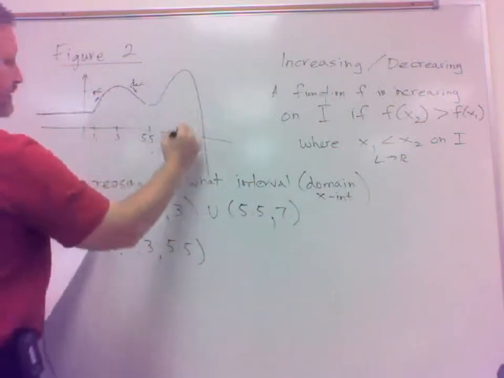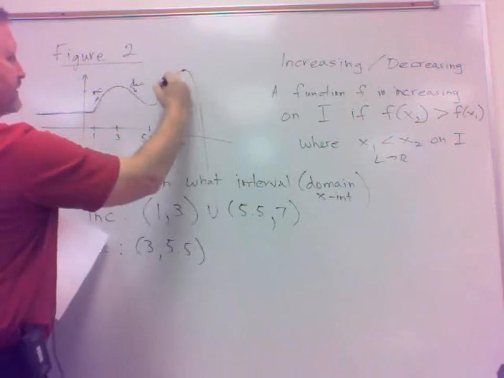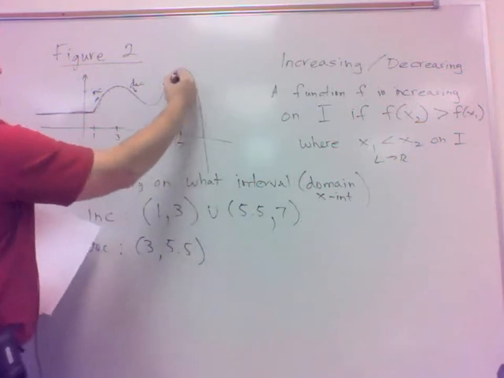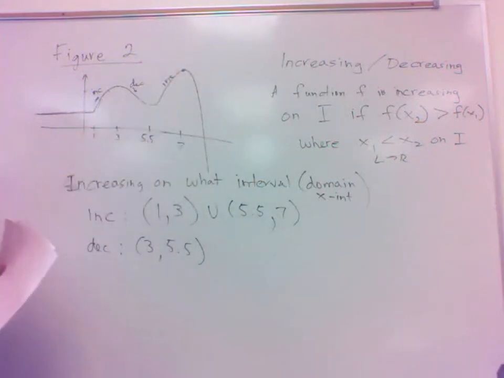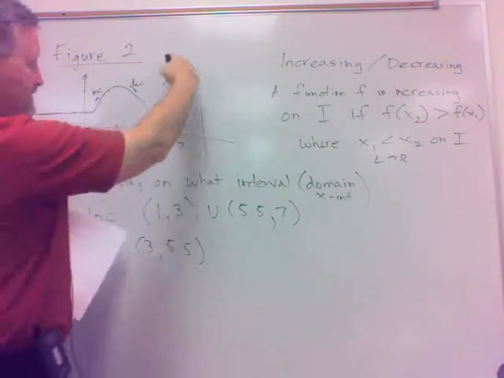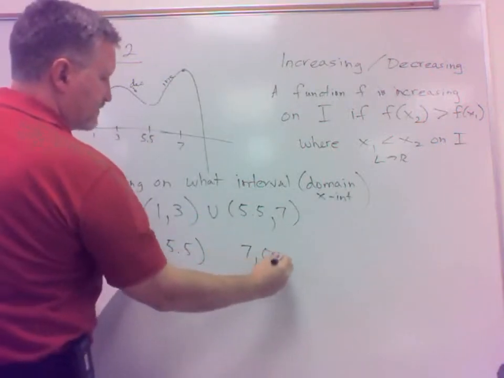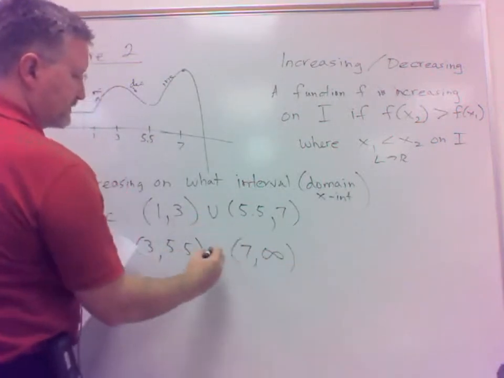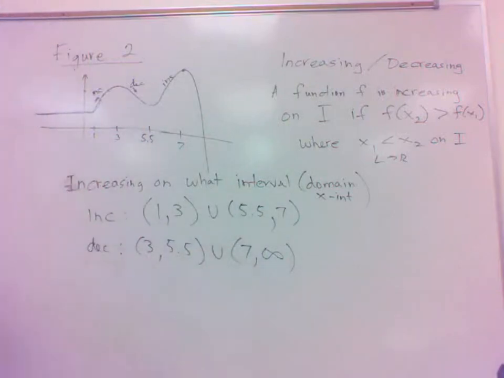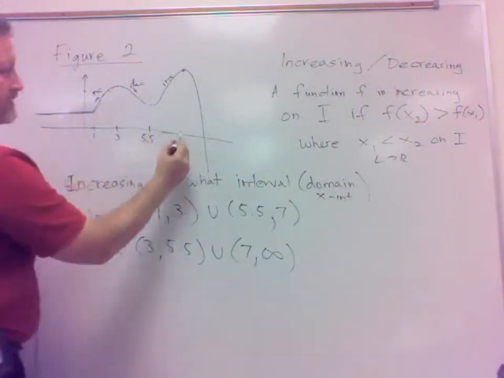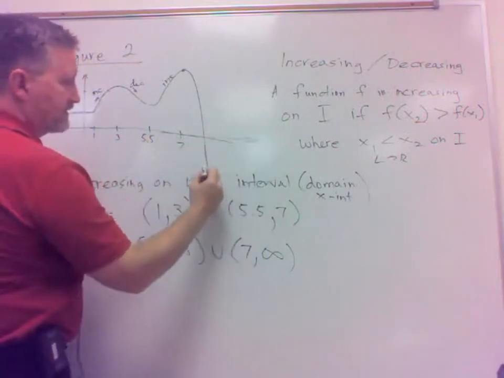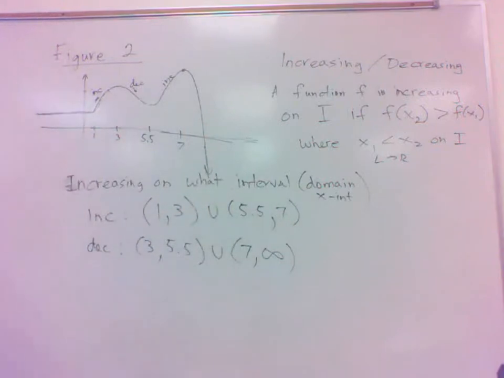So this point up here, the peak, is where it increases again from 5.5 to 7. Got another increasing there. And then at 7, looks like to infinity, it picks up and goes decreasing. Because from 7 all the way out, it goes off the page there, so we'll call that decreasing, 7 to infinity. All right?